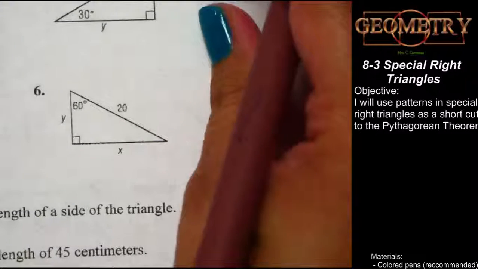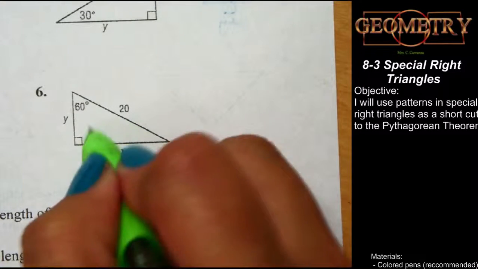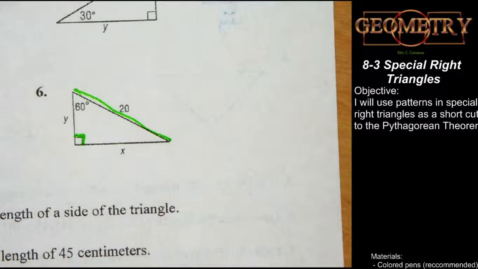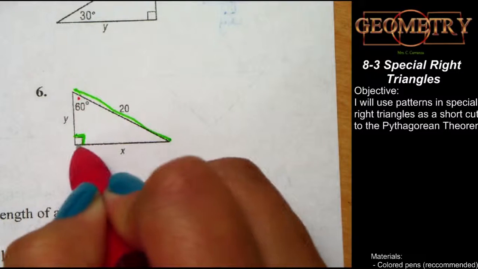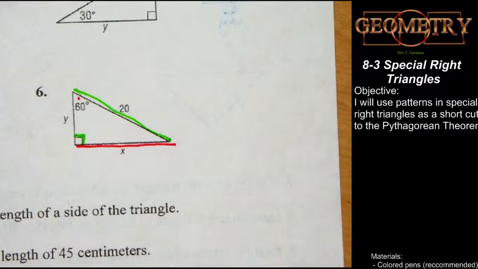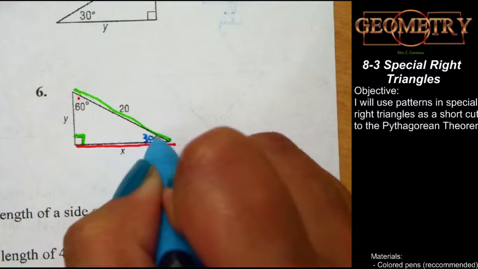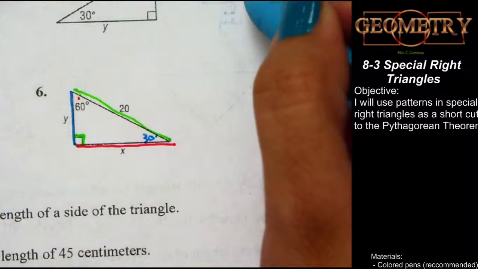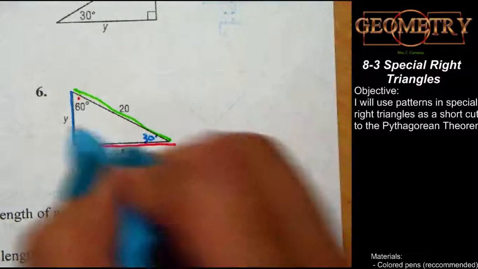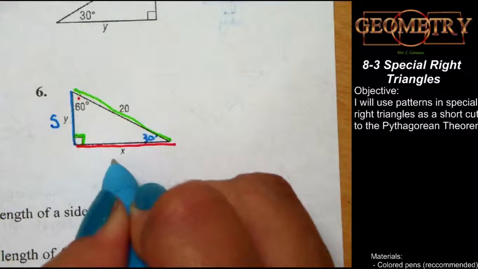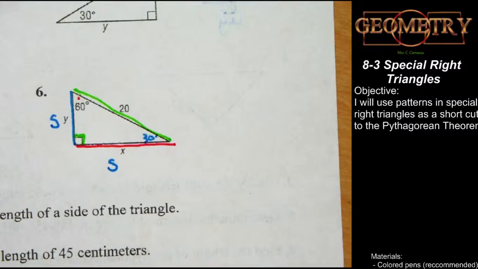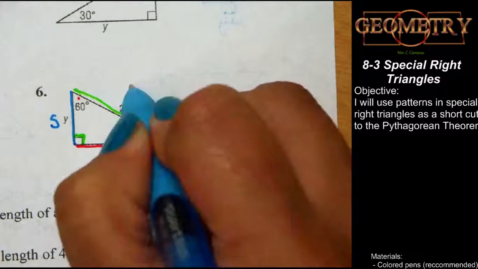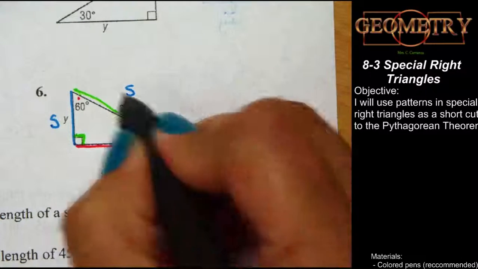I'm going to look at number 6. Here's my right angle. Here's my hypotenuse. They've given me my medium angle, so this must be my medium side, which makes this my 30-degree small angle, and so this is my small side. According to my pattern, this is the small side. The medium side is the small side times the square root of 3. And the hypotenuse is the measure of the small side times 2.